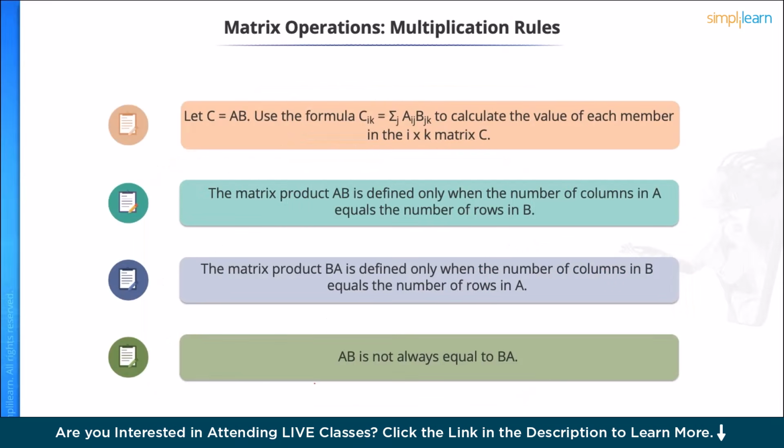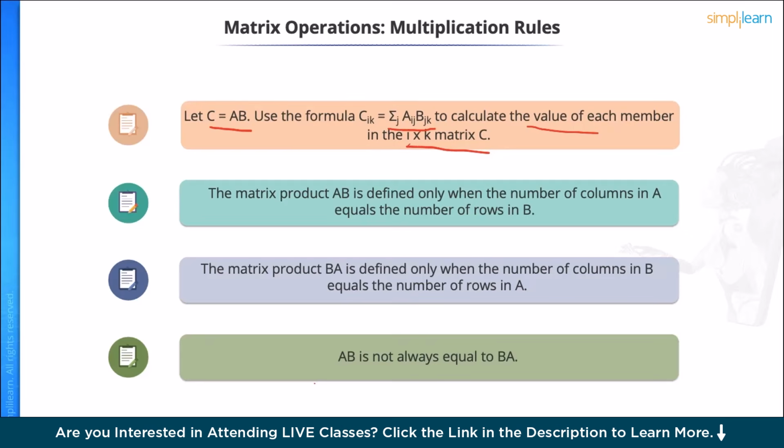Multiplication rules. Let us say C equals AB. Here, C is our product matrix, which can be computed as summation over A at ij dot B at jk, for a matrix A of size i cross j, matrix B of size j cross k, to calculate the value of each member in the i cross k matrix of C.